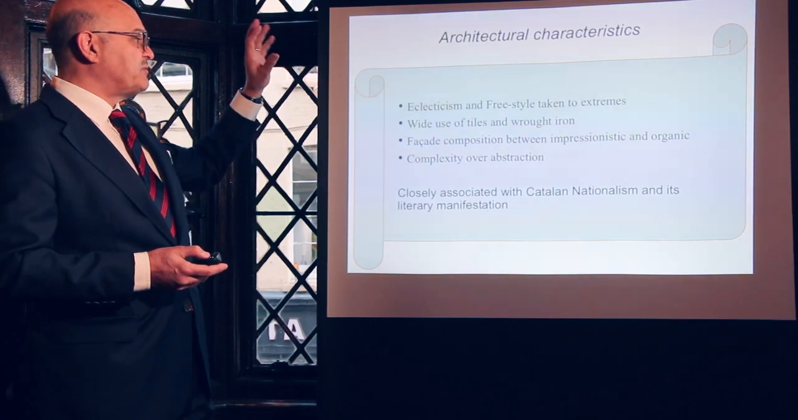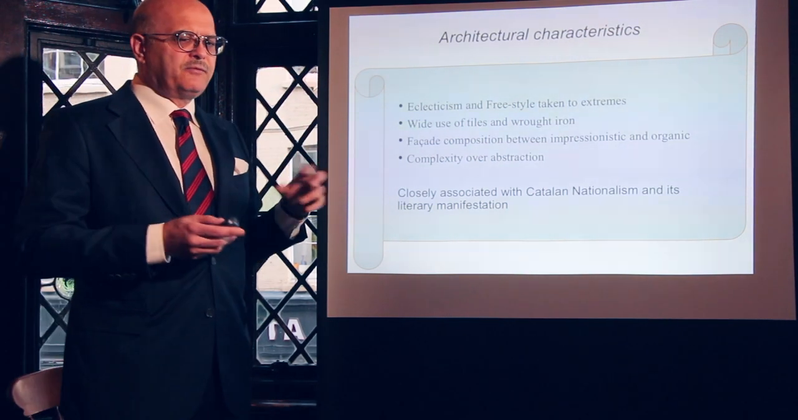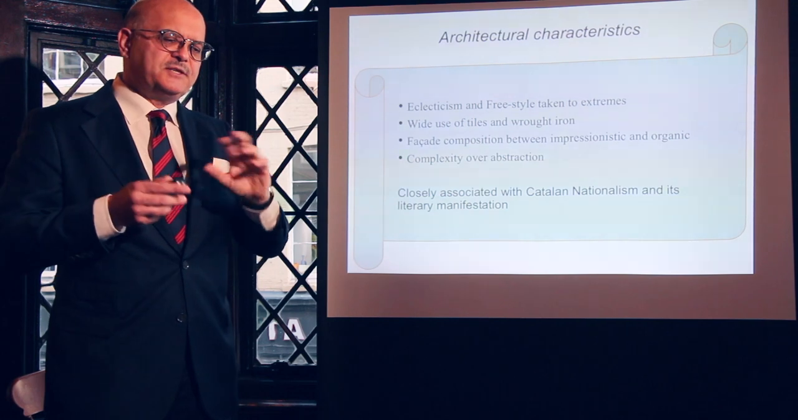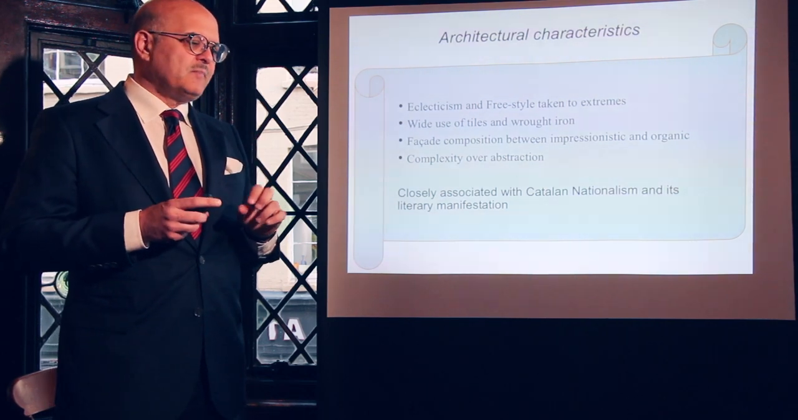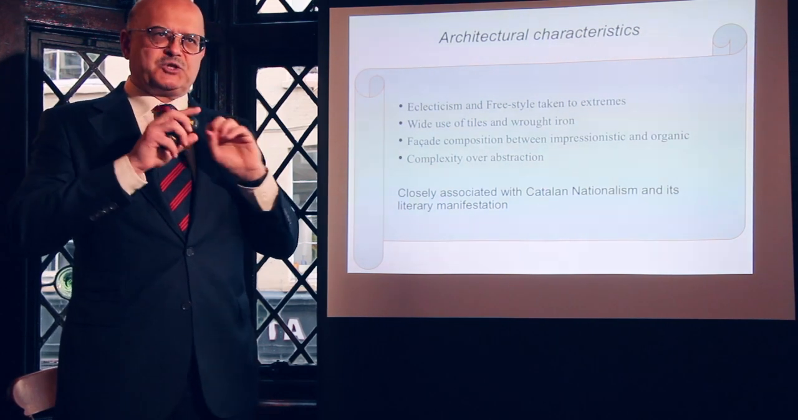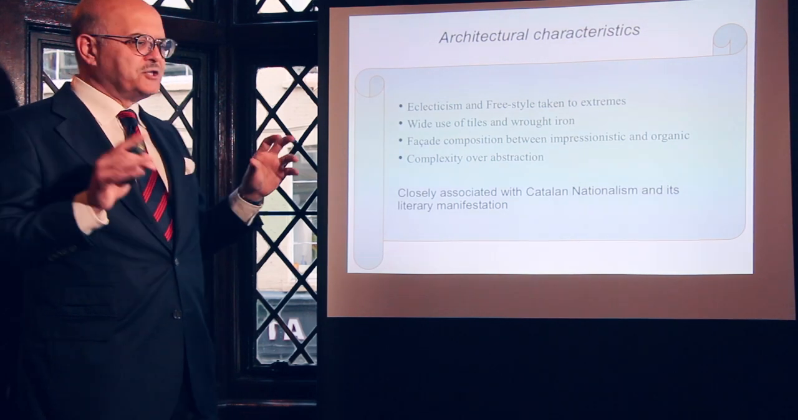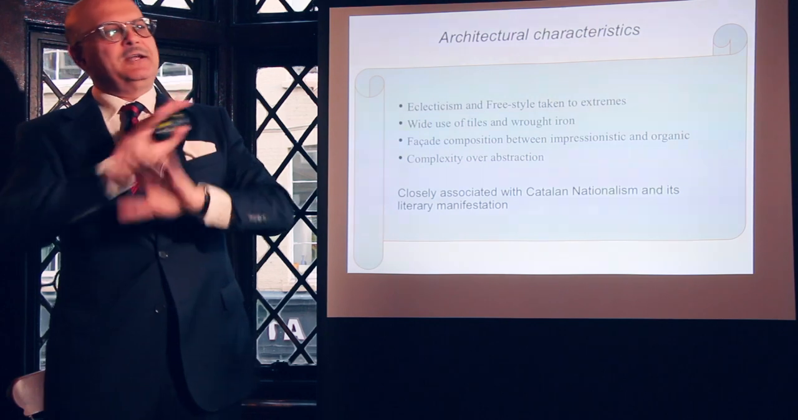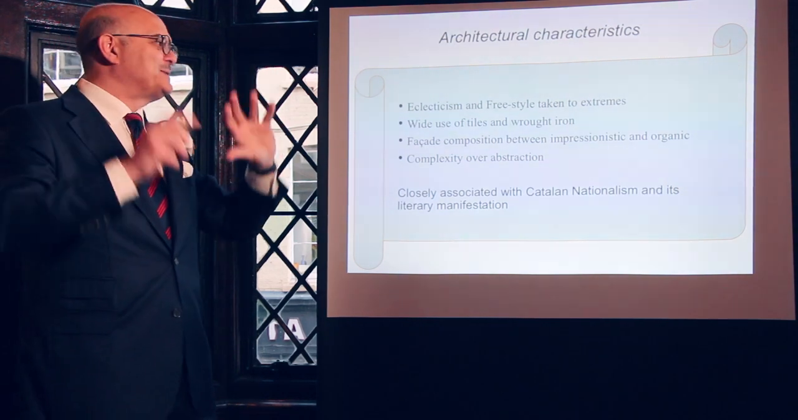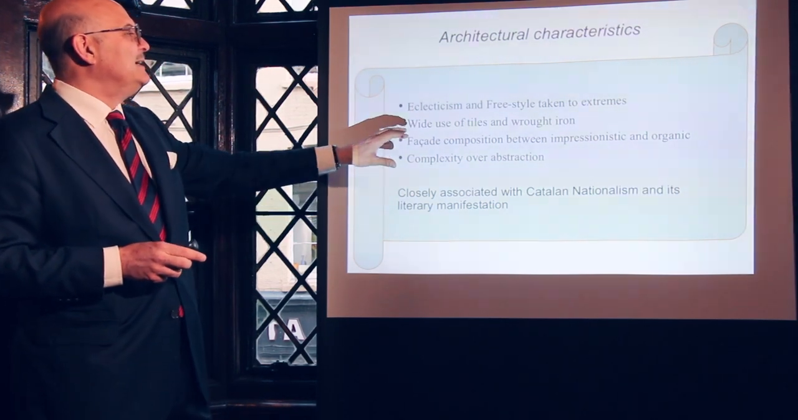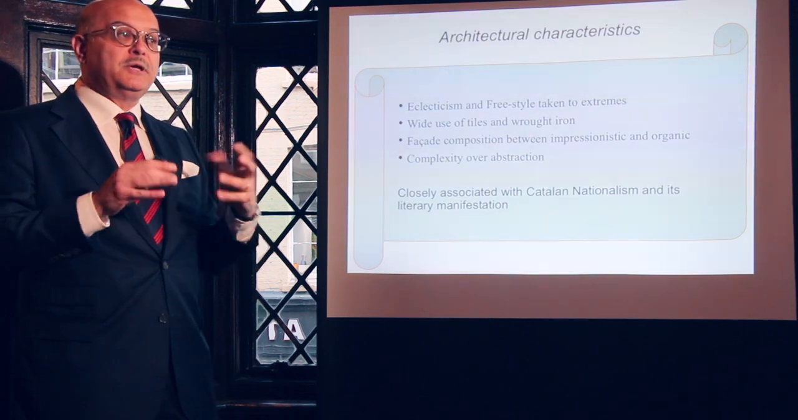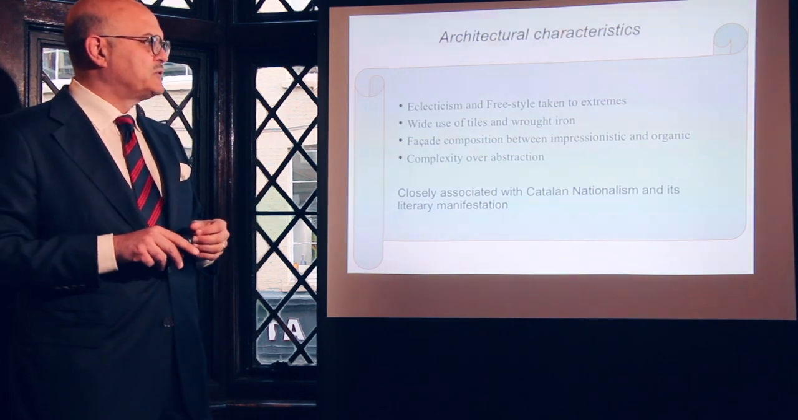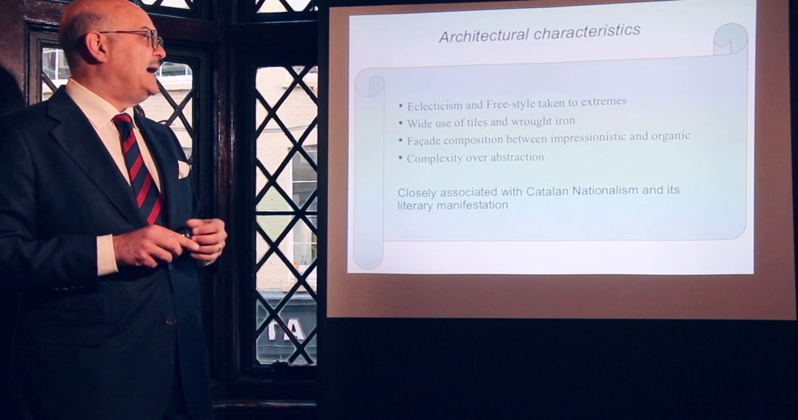So one of the characteristics of Modernism, you've got a lot of crazy freestyle and eclecticist elements, but they're using a much more aggressive, much bolder style. It's not just a lot of it, it's the way they're putting it. So they have buildings with scales on them, and that's pretty crazy at that time. A lot of tiles and wrought iron, so some pretty high-end use of craftsmanship.